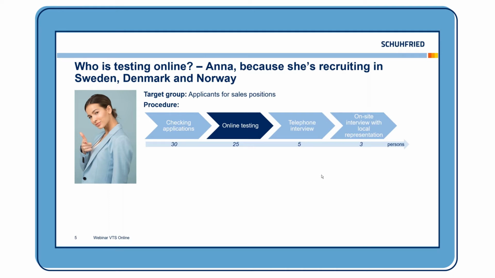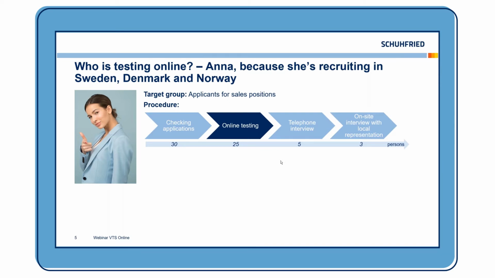And in this telephone interview, she further reduces the number to 3 possible applicants. And those 3 applicants are redirected to local representatives of her company for an on-site interview, or at the moment, this on-site interview could possibly be held via Skype as well, but it's possible to do it on-site or via Skype.